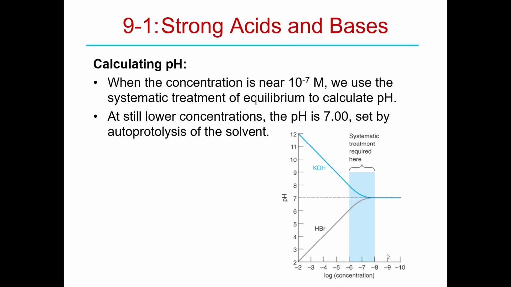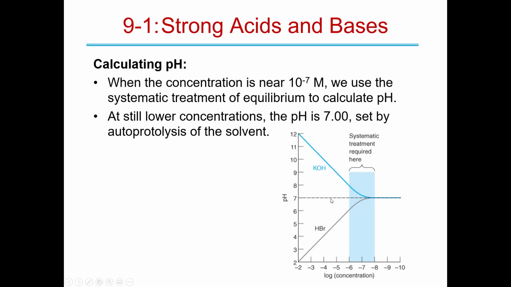So here's the upshot of that little bit about calculating the pH of strong acid or base solutions. When the concentration is kind of near 10 to the minus 7th molar, you need to use the systematic treatment of equilibrium to calculate the pH. If you're higher than that, then you can use just the formal concentration of the acid or base to calculate the pH, because the systematic treatment of equilibrium will change that barely at all, so we don't need to worry about that. And then at still lower concentrations, so if you're lower than about, say, 10 to the power minus 8, then you can just say that the pH is 7, and that's controlled by the autoprotolysis of the water.